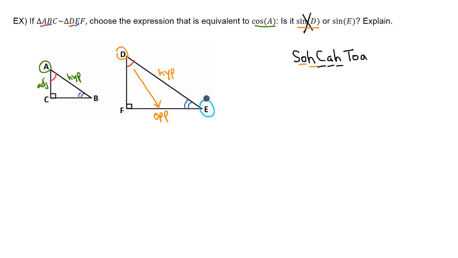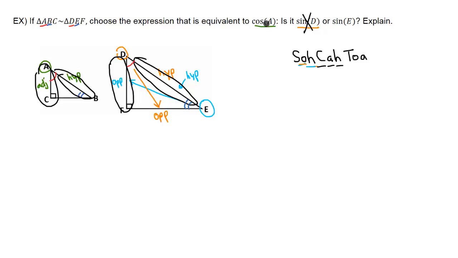Here's angle E. So sine, again, is going to be opposite over hypotenuse. So the opposite side of angle E is going to go across here, and that's going to be labeled as opposite. And then once again, we have this side being our hypotenuse. That never changes. Opposite and adjacent sides would change based on where the angle is, but hypotenuse always stays the same. It's going to be the longest side of the triangle. But now you could see that the opposite side right here, which is DF, that corresponds with AC right here, which is the adjacent side. And then we also have the hypotenuse over here that matches up with this one right here.